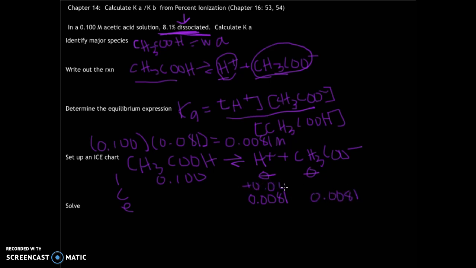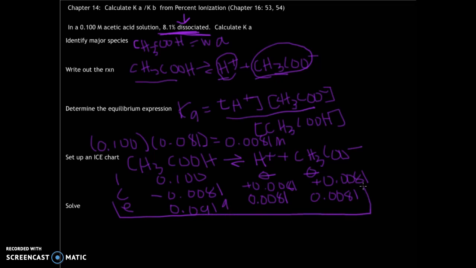So I must have gained 0.0081 molar, 0.0081 molar. Now, this is a 1-to-1 ratio between hydrogen and acetic acid, so I must have lost, remember reactants lose, 0.0081 there. So 0.1 minus 0.0081, I got 0.0919. So look, I have all equilibrium values. There's no x's in them or anything. So now I solve by plugging back into my equilibrium expression.